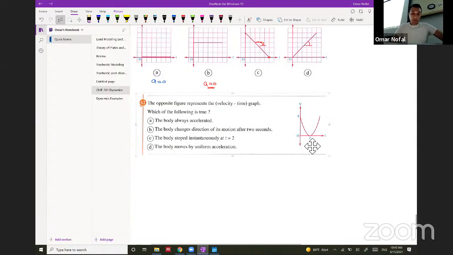For this one, it asks about the opposite figure, which represents a velocity-time relationship. Which of the following is true? The body is always accelerated. The body changes direction of its motion after 2 seconds. The body stopped instantaneously at 2 seconds. The body moves by uniform acceleration. Does anybody know the answer for this question? Which one of these is true?